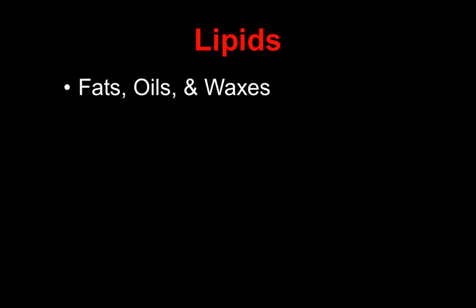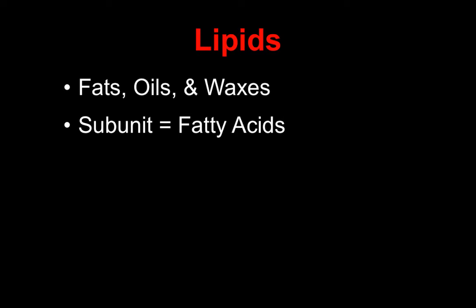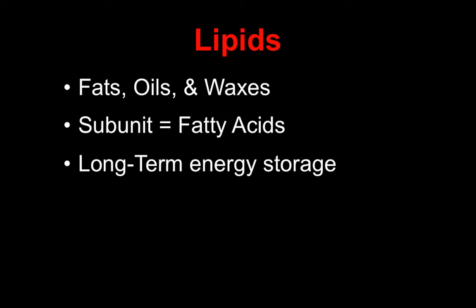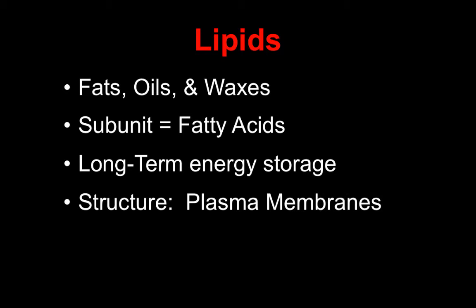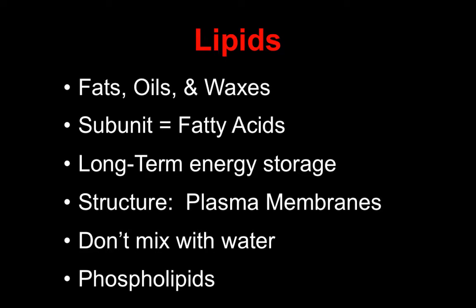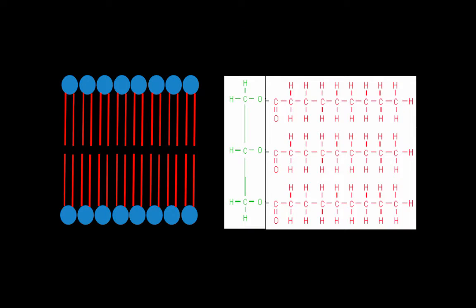Lipids are fats, oils, and waxes. They don't really have a specific monomer, but they'll generally be made using fatty acids. They're used for long-term energy storage and for structure, specifically in the plasma membrane. They work well for membranes because they don't mix with water. So if you've ever poured oil in water, they don't mix at all. And the main examples, at least for this class, are phospholipids, which are used to make the lipid bilayer of membranes in cells.